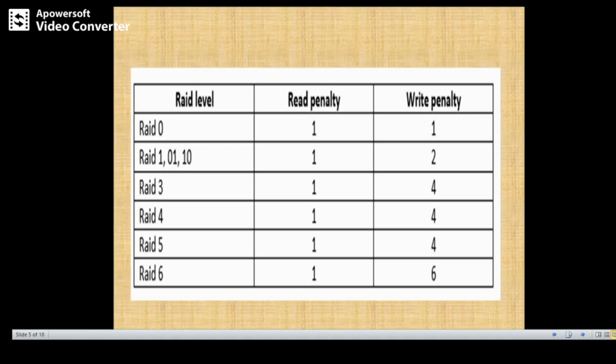So this table is very important. We are having different RAID levels like RAID 0, RAID 1, 0, 1, 1, 0, RAID 3, 4, 5 and 6. For all the levels, the read penalty is 1. But there are slight modifications with respect to the write penalty. For RAID 0, 1, 0, 1 and 1, 0, the write penalty is 1 and 2 respectively. In the case of RAID 3, the penalty is 4, RAID 4, penalty is 4, once again for RAID 5, penalty is 4 and RAID 6, penalty is 6.